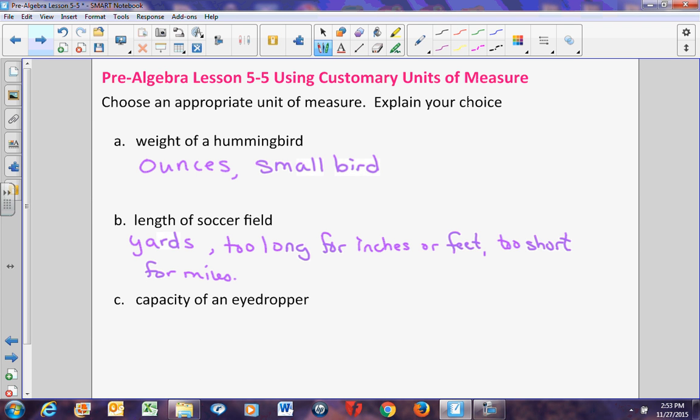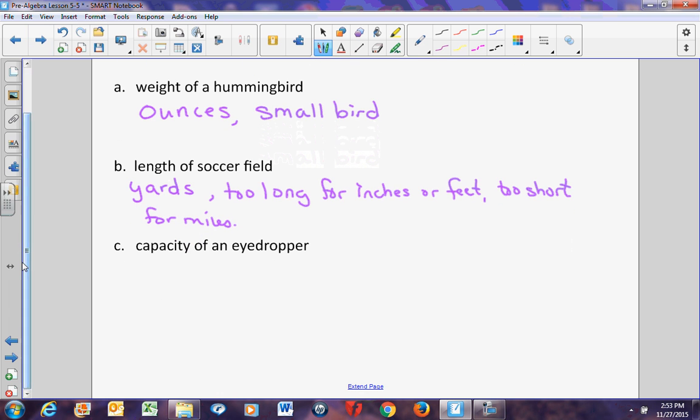The capacity of an eyedropper. Eyedropper is very, very small. Think of putting eye drops in your eye. You only can put one drop at a time. So we're looking here at fluid ounces, because it's a small amount of liquid.